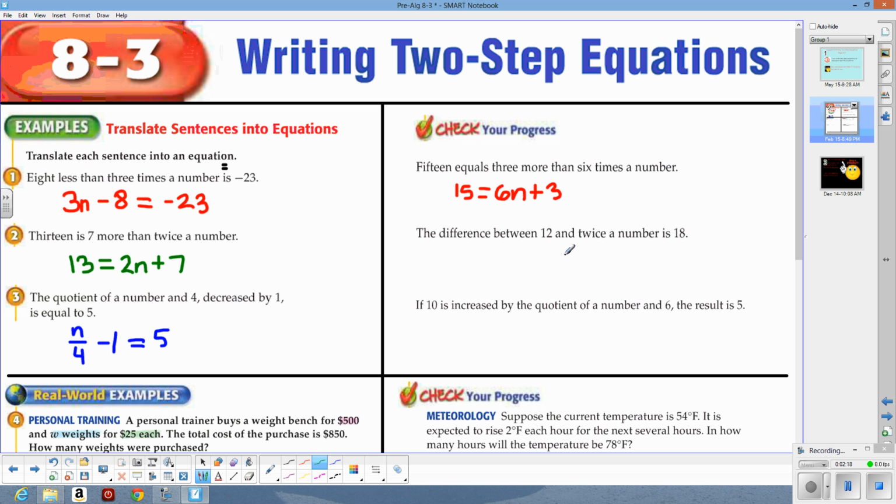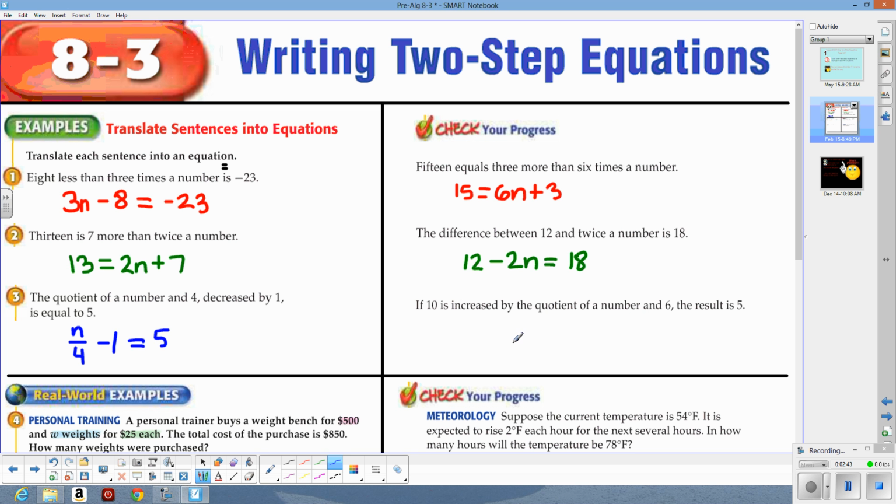The difference between 12 and twice a number is 18. Difference means subtract. So we're going to say the difference between 12 and twice a number. So 12 minus twice a number. That right there is the difference between 12 and twice a number is 18. Remember, "is" is where the equal sign goes.